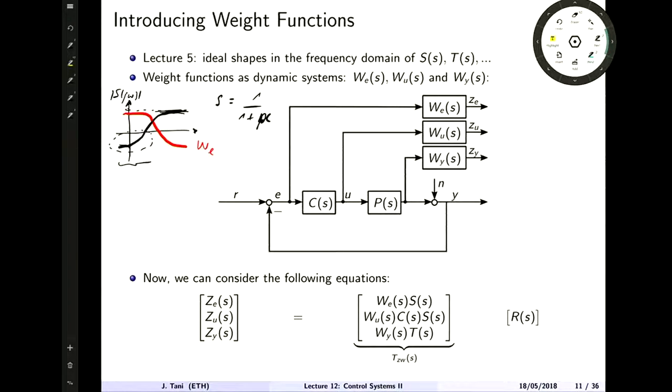Okay, now we're done. So here we have E, and the performance output is now E times the weight function. So we take the previous slide, we multiply WE, WU, WY, and then we get our extended system TCW. And we have the performance output is the extended system times the exogenous input.